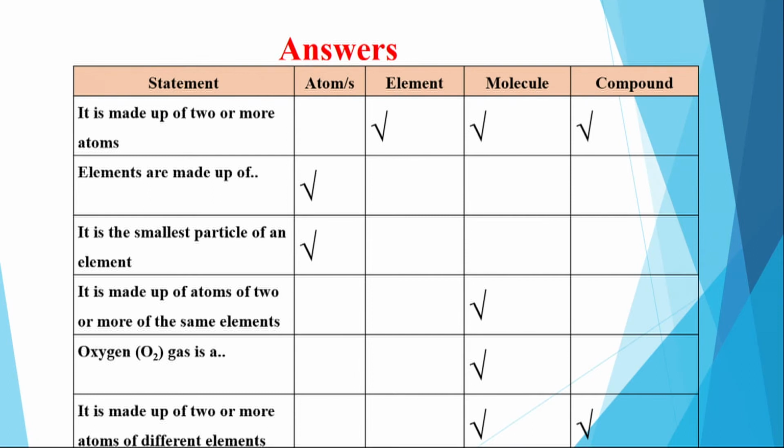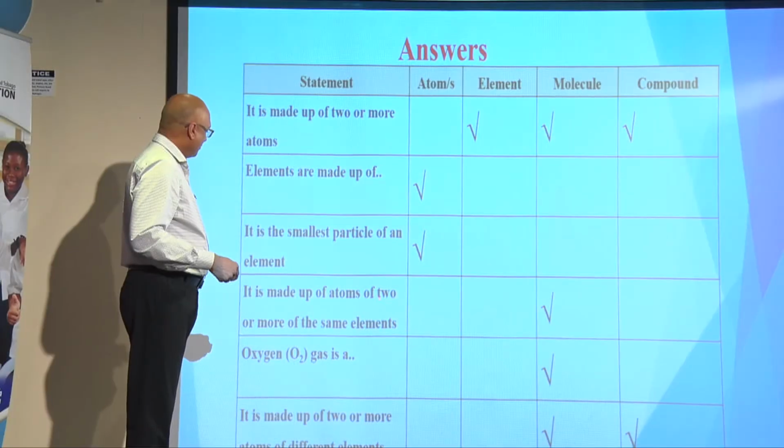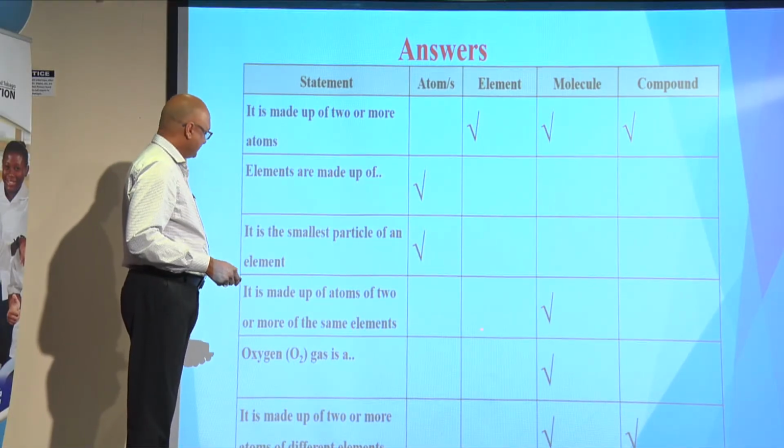Elements are made up of atoms, the same type of atoms. It is the smallest particle of an element. That is the definition for an atom. It is made up of atoms of two or more of the same element, and only a molecule has two or more of the same elements.